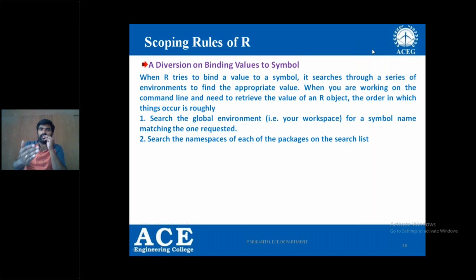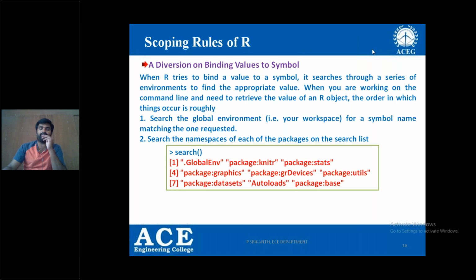So here, the order is like this. First, it searches in the global environment, in the workspace. And next, it searches the namespaces of each package on the search list. See here, when I just type search in the console window, it shows like this. What does this mean? First, the global environment. Next, the packages, and after that, the base package.